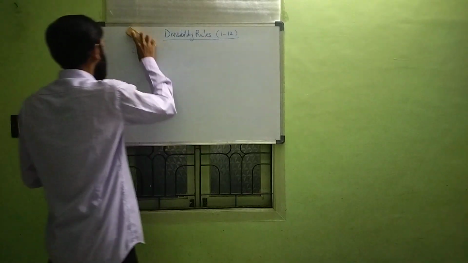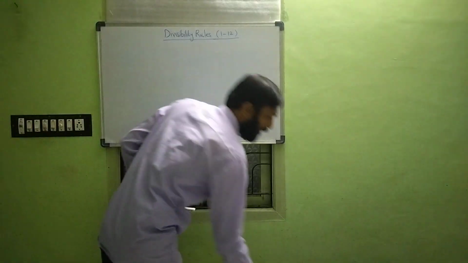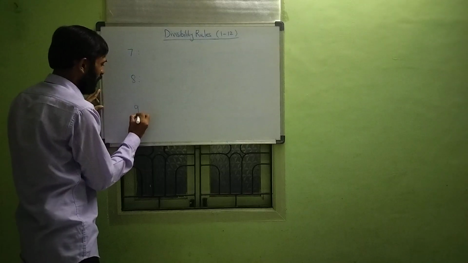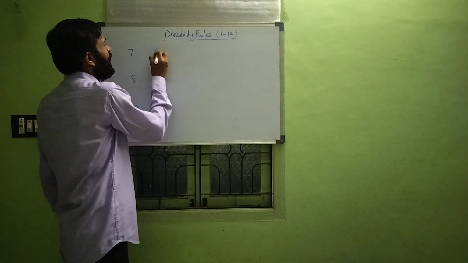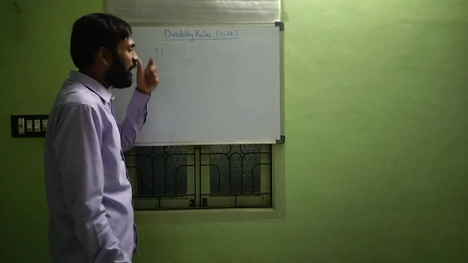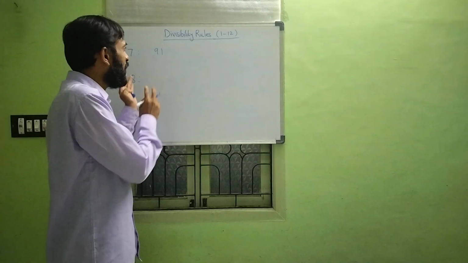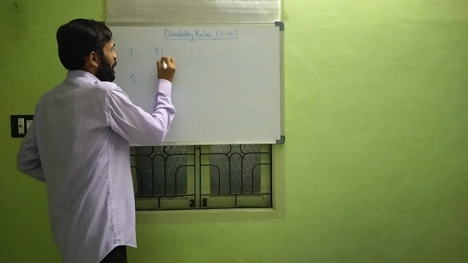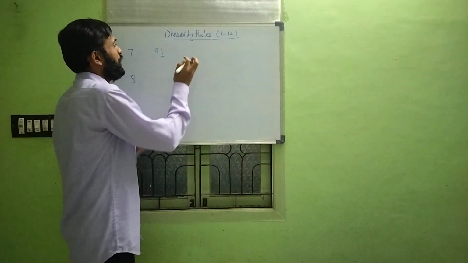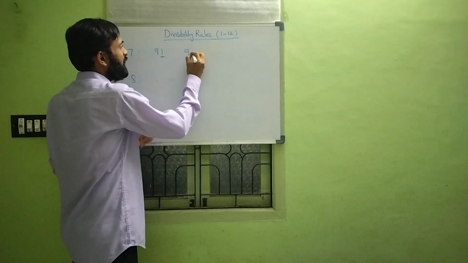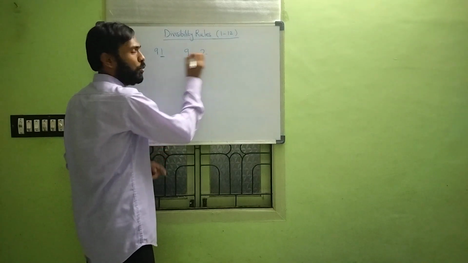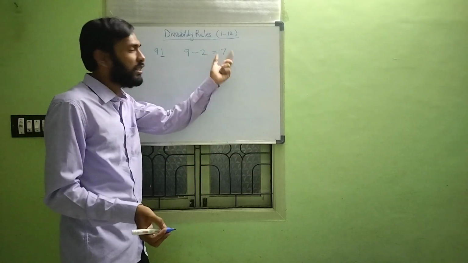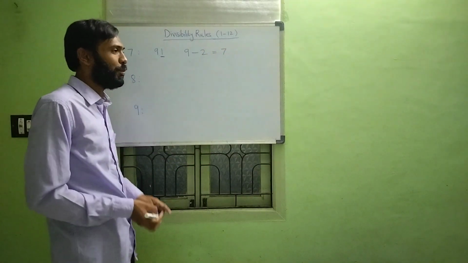Now let's move further for 7, 8 and 9. Divisible by 7. I will just take one example before expanding it, because an illustration will help you understand better. Take the ones place and double it. I will keep the 9 as it is. When you double the 1, it becomes 2. 9 minus 2 is 7. If the result is 0 or 7, then it is divisible by 7.